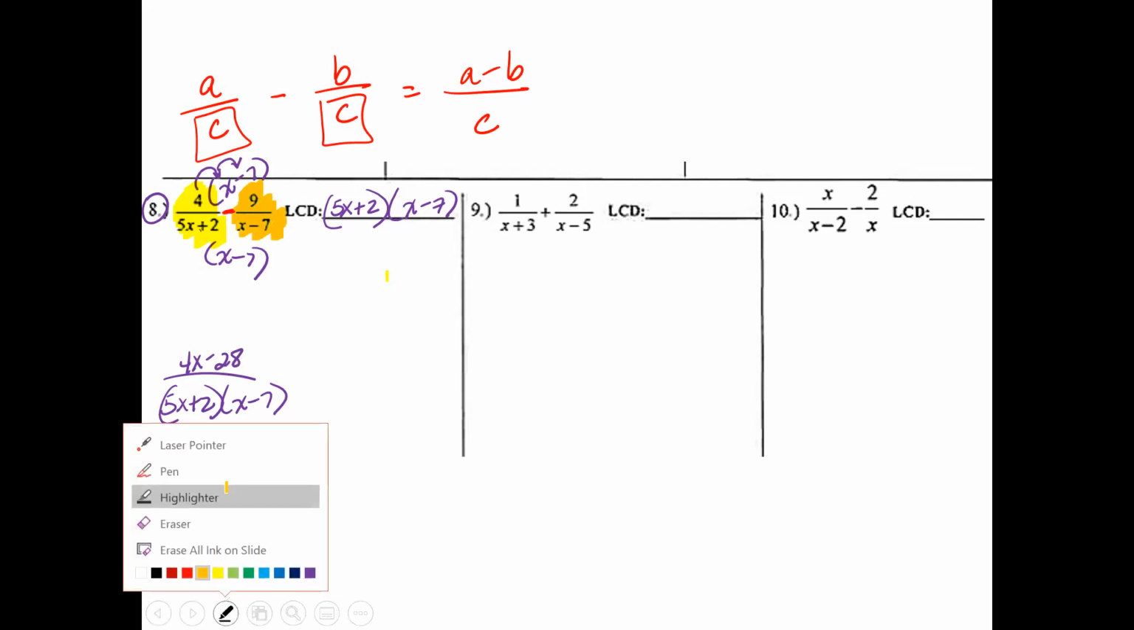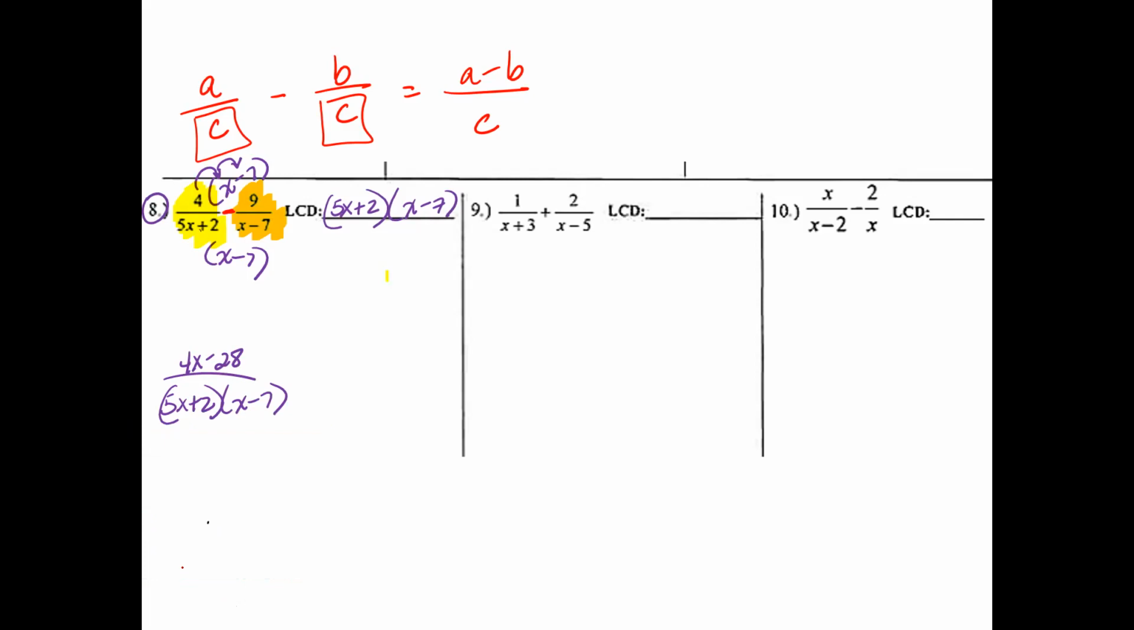Now let's focus on the second fraction in orange. For the orange fraction, what am I missing on the bottom? I'm missing a 5x plus 2. So I'm going to multiply that top and bottom. And if I multiply that top and bottom, remember you're going to distribute that in 9, but it's a negative 9. So negative 9 times 5x is a negative 45x. Negative 9 times positive 2 is a negative 18. 5x plus 2, x minus 7 on the bottom.